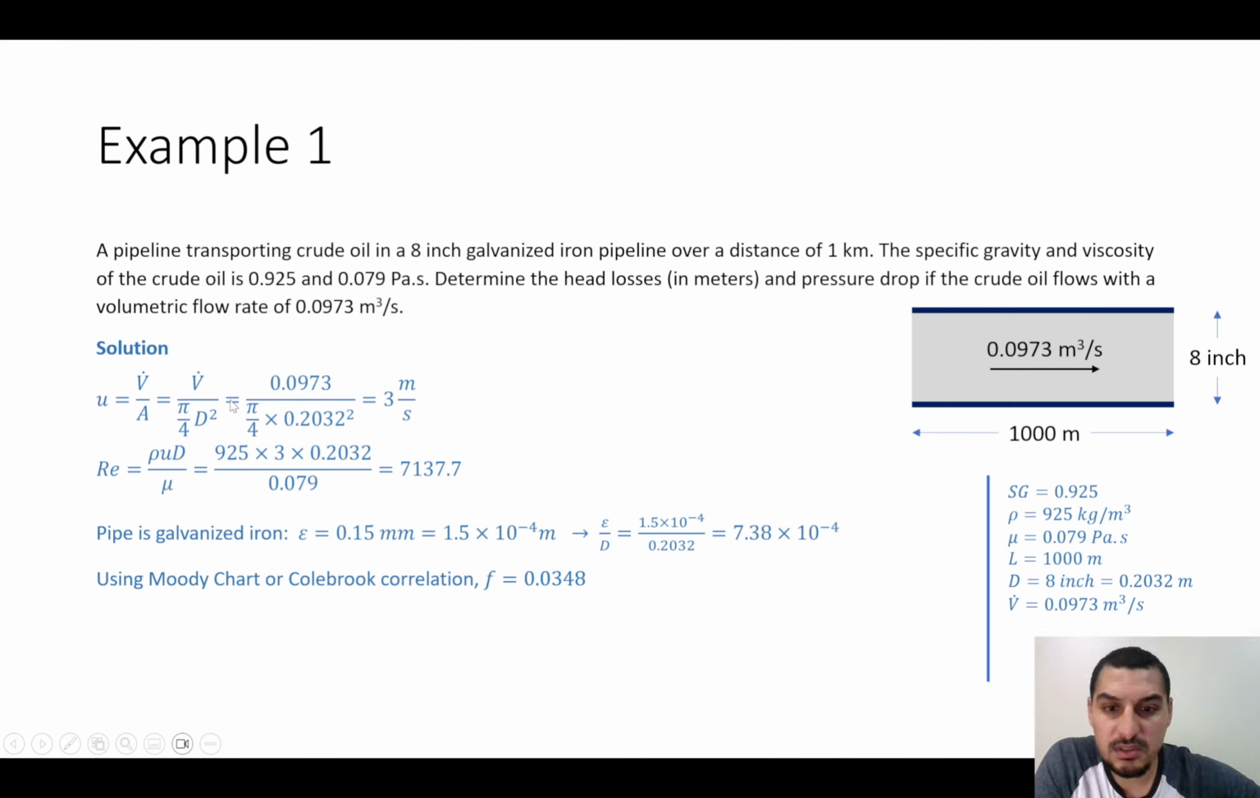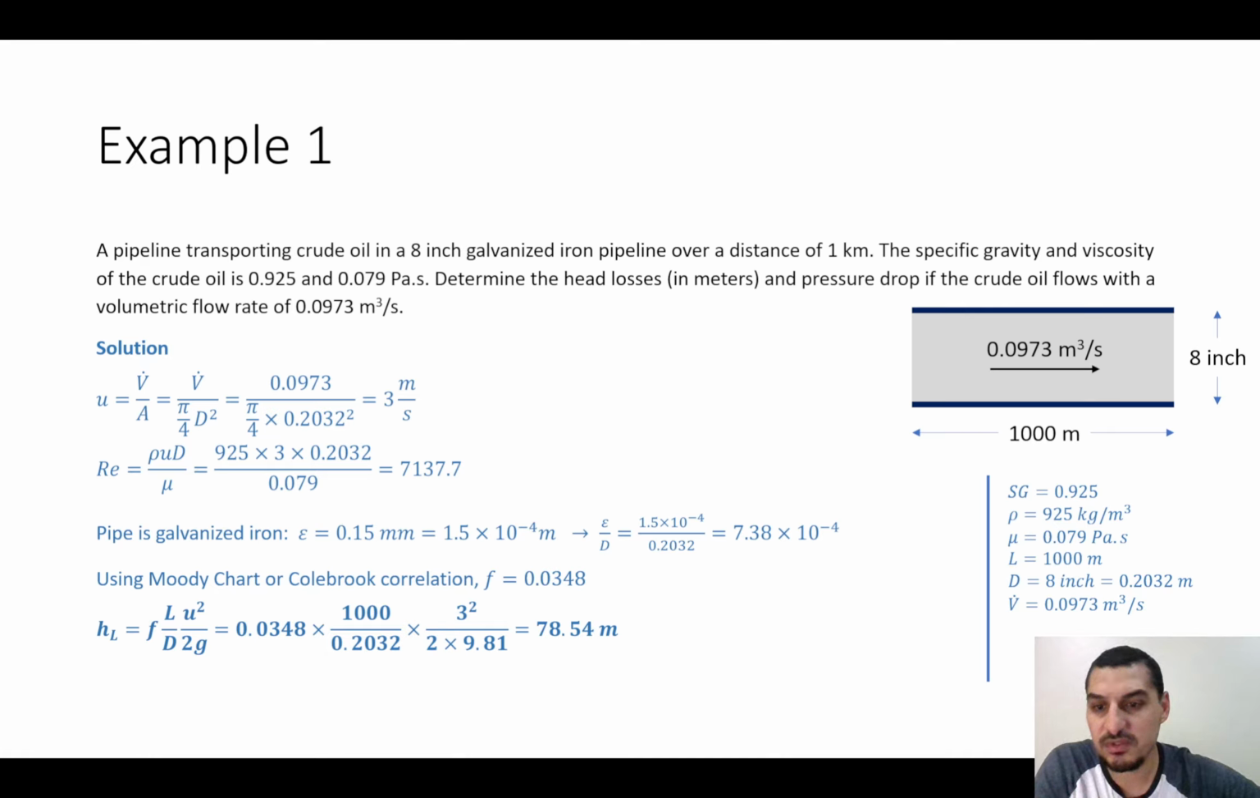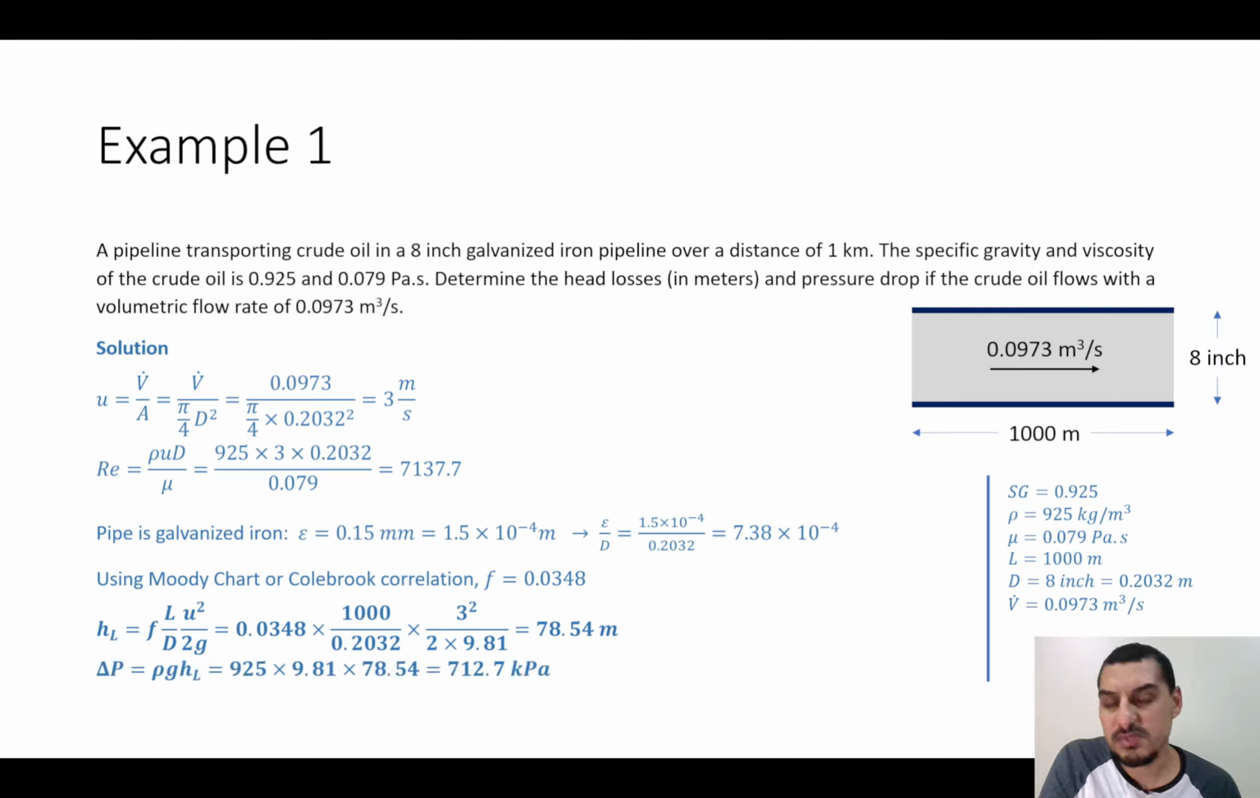And now we'll just substitute directly in the equation. We know everything, so it's going to be f times L over d times u squared over 2g, and this is 78.54 meters. If you want to calculate the head losses, what the textbook does is just multiply rho g times HL, and it's actually from the Bernoulli equation. If you think of this as a horizontal pipeline with the same diameter, so it's the same velocity on the two sides, the same height, so they will cancel out from both sides.